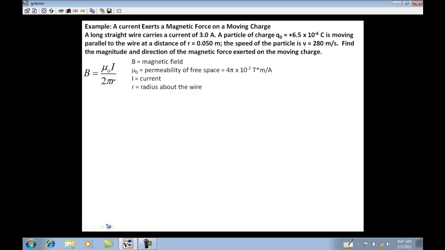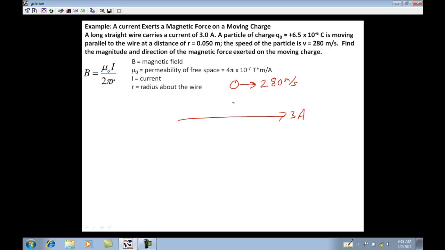If we use our analogy here, it says a current exerts a magnetic force on a moving charge. A long straight wire carries a current of 3 amps. So let's just draw out a wire, and we'll say there's 3 amps of current in it. A particle of charge 6.5 times 10 to the minus 6 coulombs is moving parallel to the wire at a distance r away from it. So here's my charge. It's moving with a velocity of 280 meters per second.